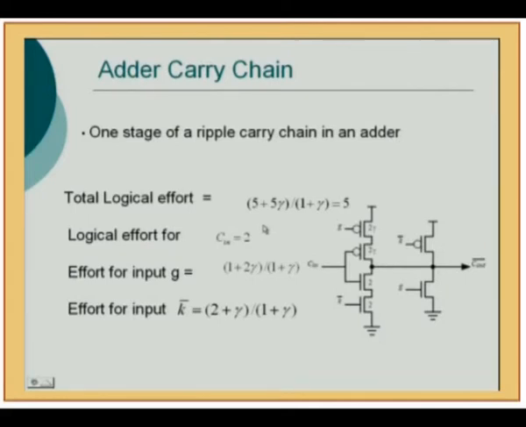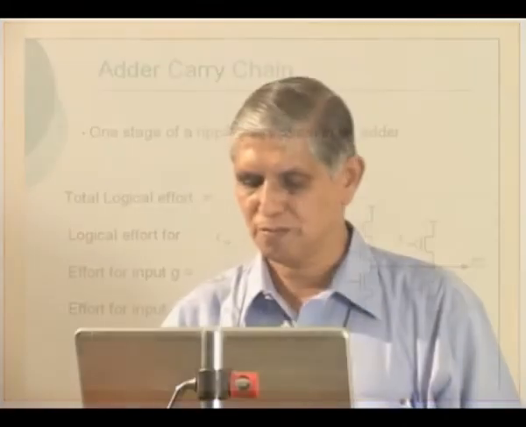So the logical effort for a single carry chain is 5. If there are n such carry propagations going on, then you are n times that. So when I am designing an adder circuit or any block, the first thing I should do, if I am given some constraint on timing, is see what maximum effort is available to me, and therefore choose the architecture itself which gives you a minimal effort.